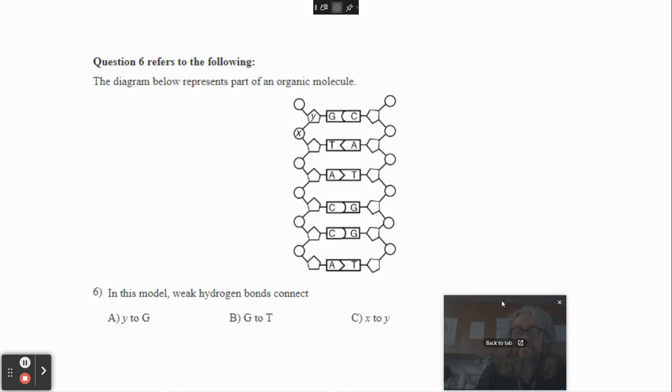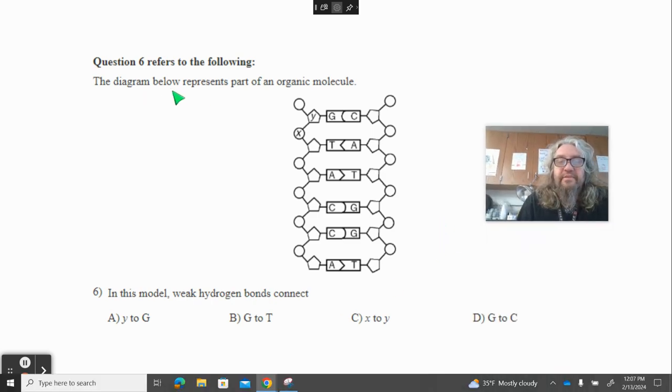Question six refers to the following. The diagram below represents part of an organic molecule. Right? In this model, weak hydrogen bonds connect. Is it answer choice A, Y to G? Is it answer choice B, G to T? Is it answer choice C, X to Y? Or is it answer choice D, G to C?